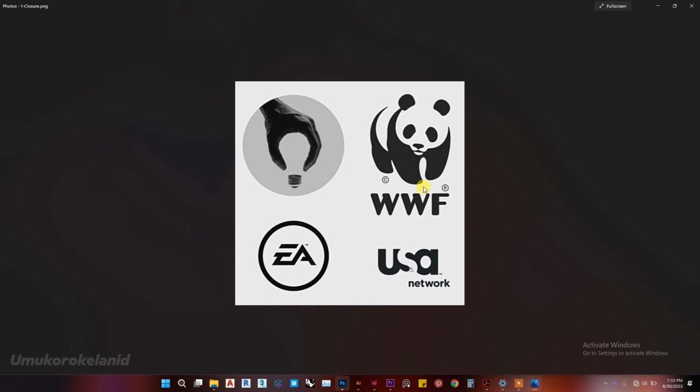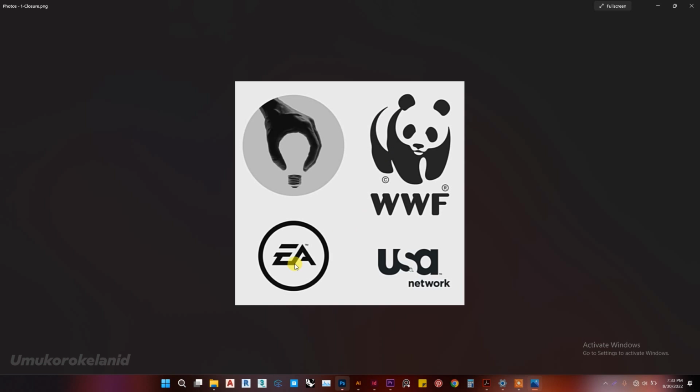A perfect example is also the WWF logo. If we take out these black shapes, we will notice that we cannot have this particular form, which is the panda. But the fact that the shapes are arranged this way and blend with the negative space makes us understand that this is a panda.